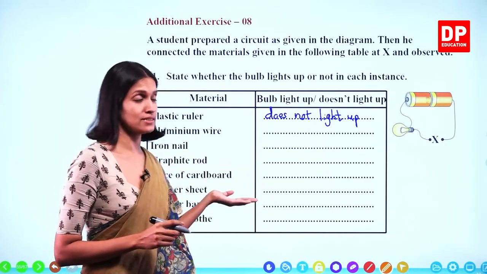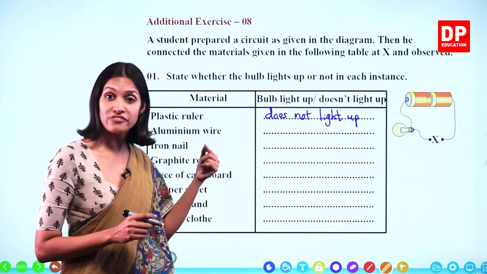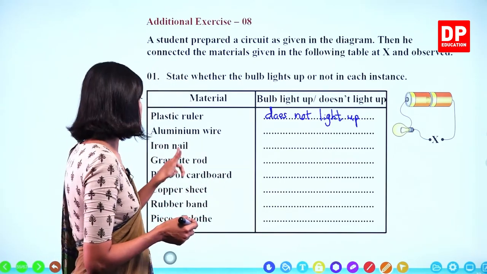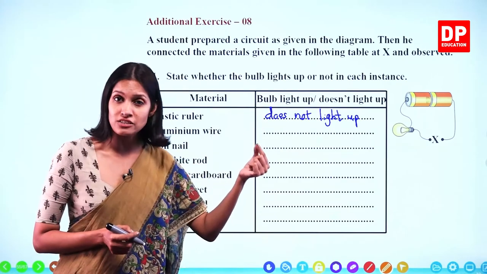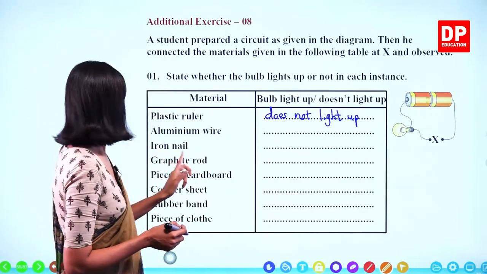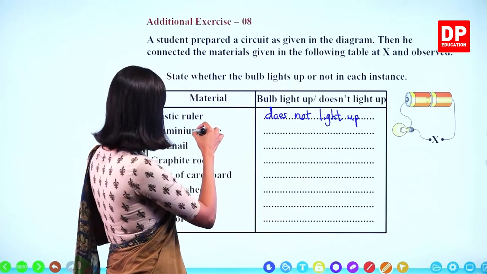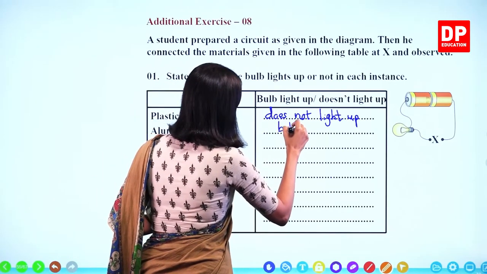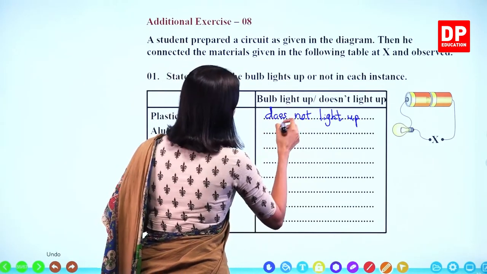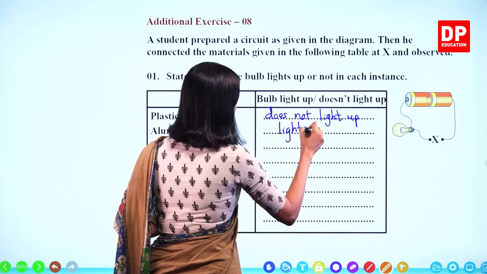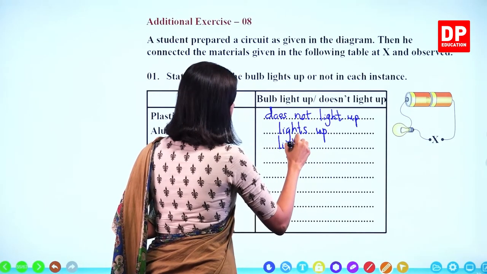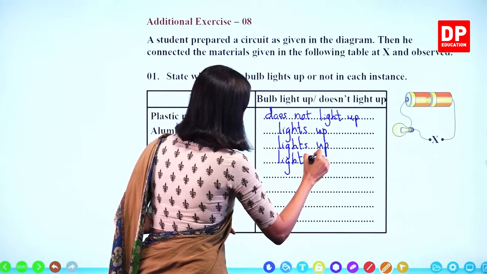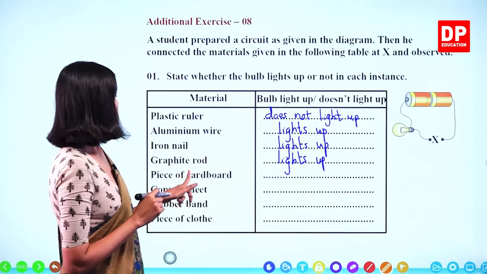Aluminium wire is a good conductor, right? Iron nail, iron is also a very good conductor. Graphite rod, graphite is also a very good conductor. Do you remember when we were doing the activity, we used a pencil rod. Pencil rod means graphite rod, okay? So with aluminium, iron and graphite, the bulb lights up, okay? Bulb lights up. Here also lights up. Graphite rod also lights up.